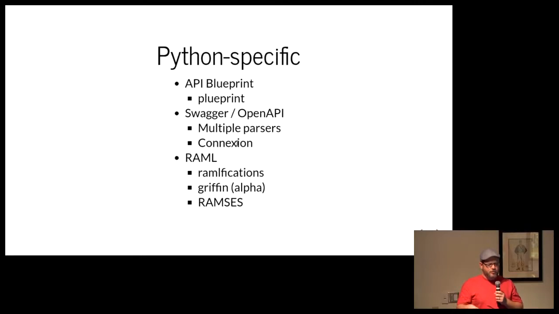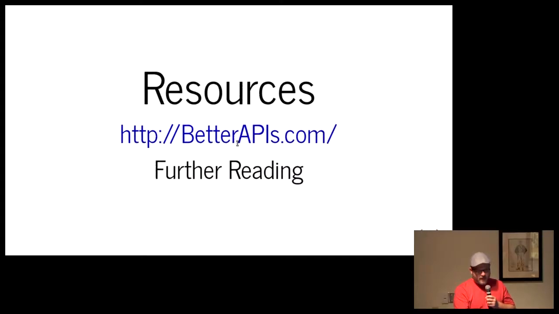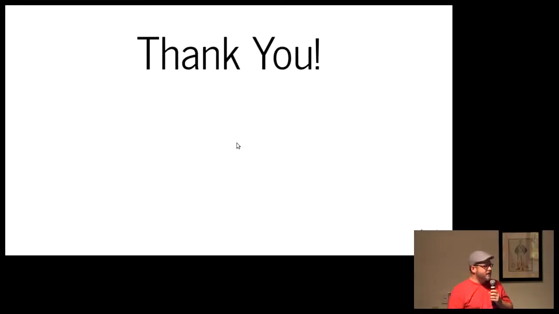There's a new project called Griffin, which gives you Python-specific documentation for your RAML. And there's a project called Ramses, which is a full framework for doing a RESTful API based on data that you have either in Elasticsearch or Postgres or Mongo. So those are all out there, and there is good Python support for these ideas. The links to those resources and some further reading are going to be at that URL. So thank you.